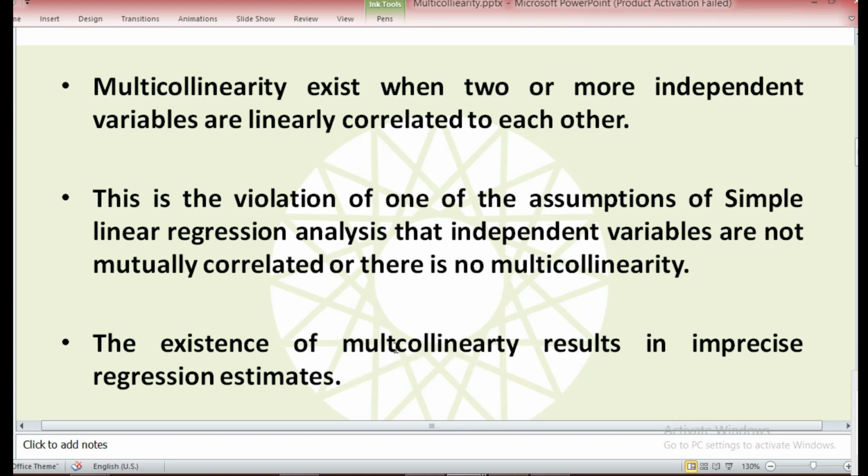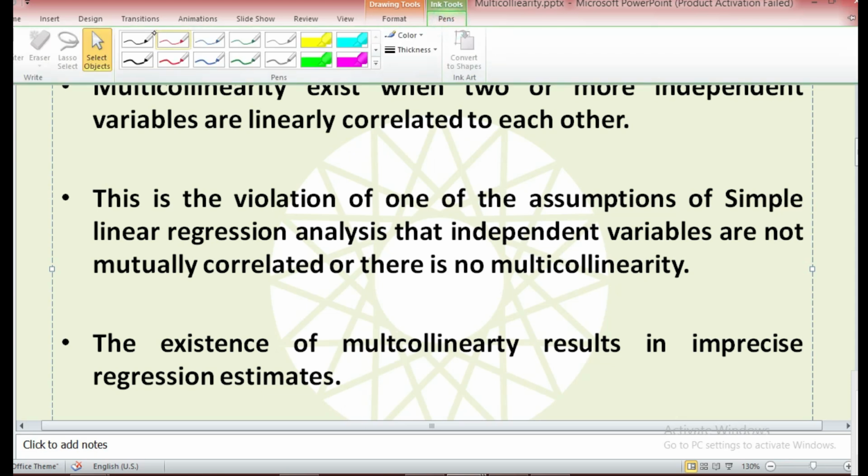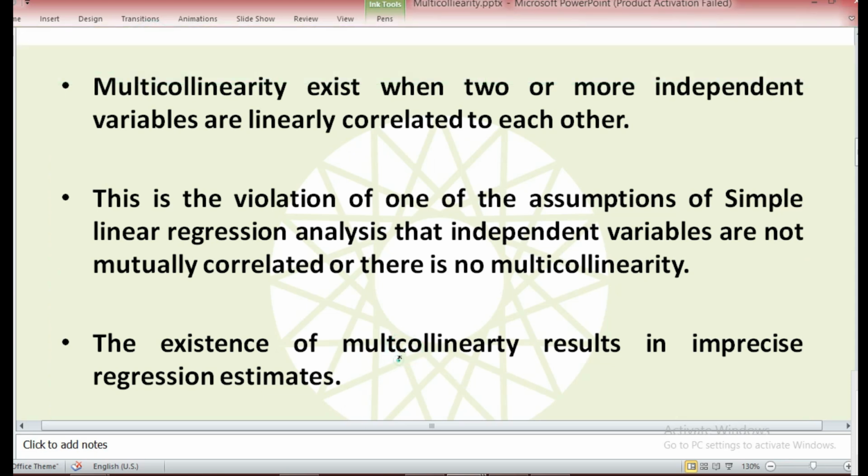And what does that result in? The existence of multicollinearity may result in imprecise regression estimates. That means we want to have the exact prediction of the dependent variable based on the values of the independent variables. But what happens when multicollinearity exists? The predictions may get imprecise.